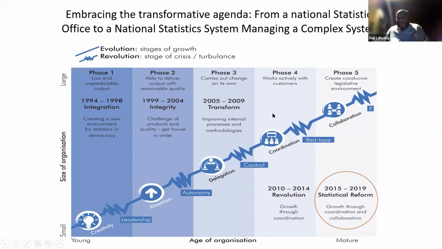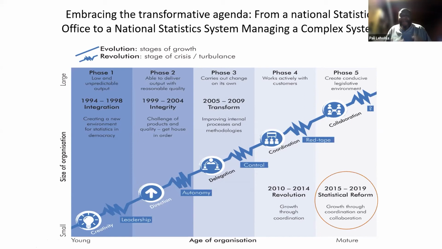And then phase 4 is coordination. Once you start coordinating or looking at things, you lose control and you try to move into red tape. By phase 5, you actually want to collaborate. And the data revolution is there. And with the growth of the data revolution, you can only manage through collaboration.